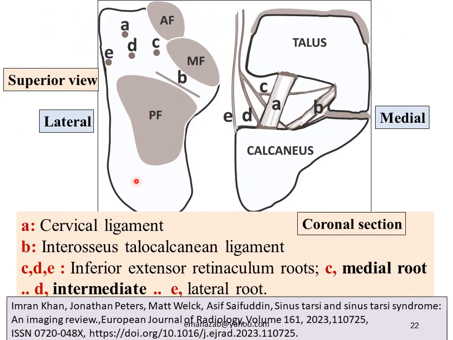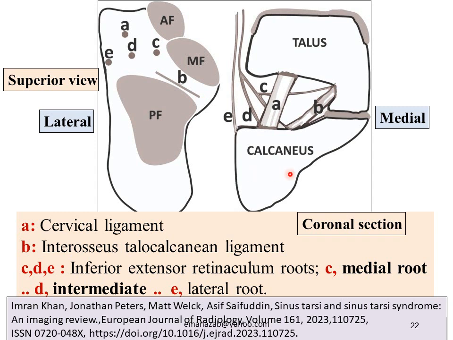Diagrammatic illustration of the dorsal surface of the calcaneus demonstrating the attachment of ligaments in the tarsal canal and tarsal sinus. This is the interosseous ligament. The three roots of the stem of the inferior extensor retinaculum. This is the attachment of the cervical ligament. As you see, the stem of the inferior extensor retinaculum roots are attached to the calcaneus in between the cervical ligament anterior to them and the interosseous ligament posterior to them.